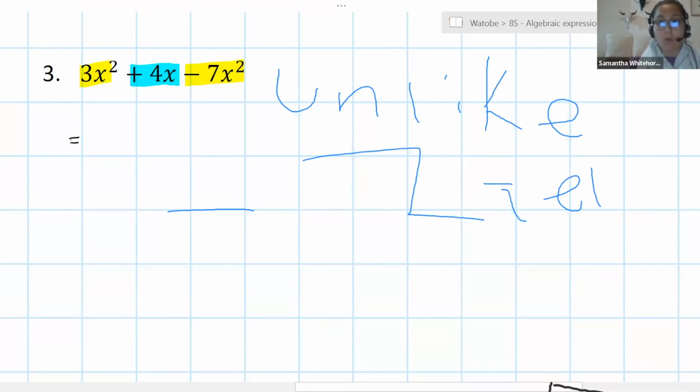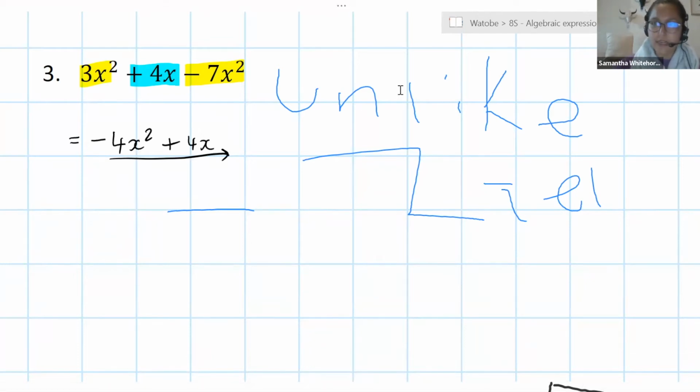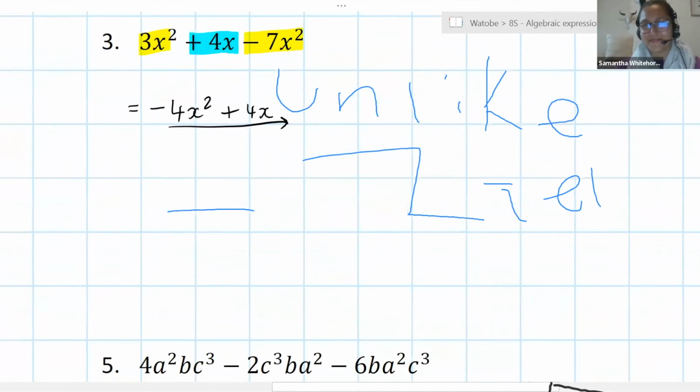So you're taking away more than what you have. So we're going to end up with a negative 4x squared. And then the plus 4x, because it had no like terms, just stays exactly as it is. And it looks like everyone is getting that. Really well done, guys. Awesome. Well done, my people. Remember, if you have a question, raise your hand.